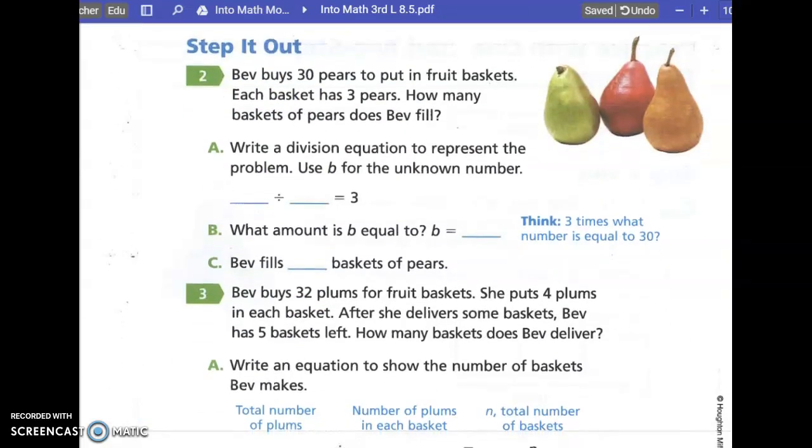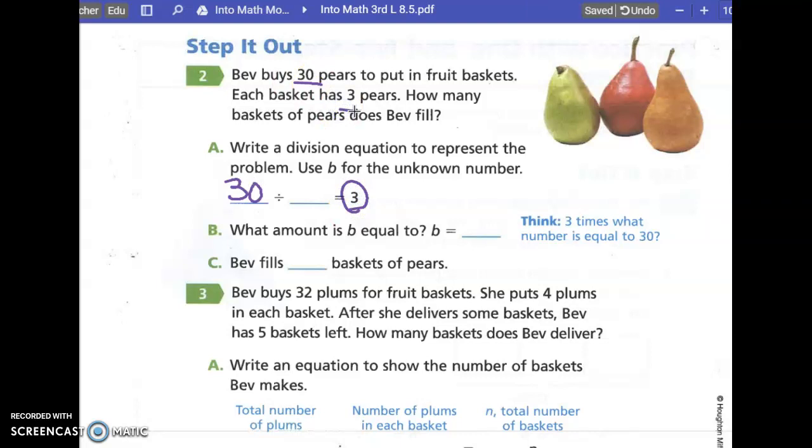Okay. Bev buys 30 pears to put in fruit baskets. Each basket has 3 pears. How many baskets of pears does Bev have? 1 or 2 steps? It is 1 step. She buys how many pears? Where's that going to go? Are we going to divide that, or is that going to be our divisor? So that's going to be our dividend. And we're going to divide it by something that equals 3.